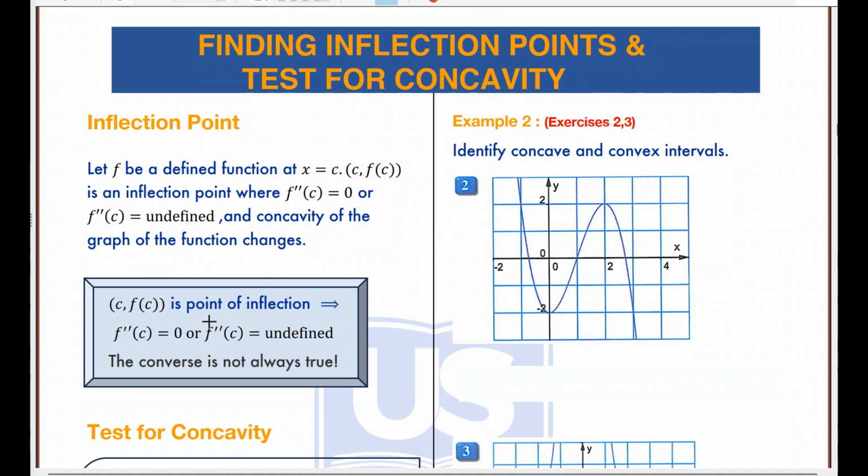We can say whenever there is an inflection point, either the second derivative is 0 or undefined, but the opposite is not always true. We cannot say the second derivative is 0, so there is a point of inflection. No, it doesn't have to be. Let's say the second derivative is undefined and the concavity is not changing, then there is no point of inflection. So whenever there is a point of inflection, the second derivative is either 0 or undefined. The opposite is not always true.